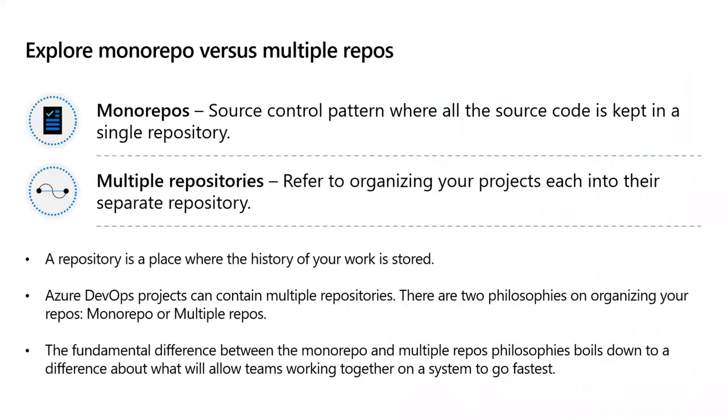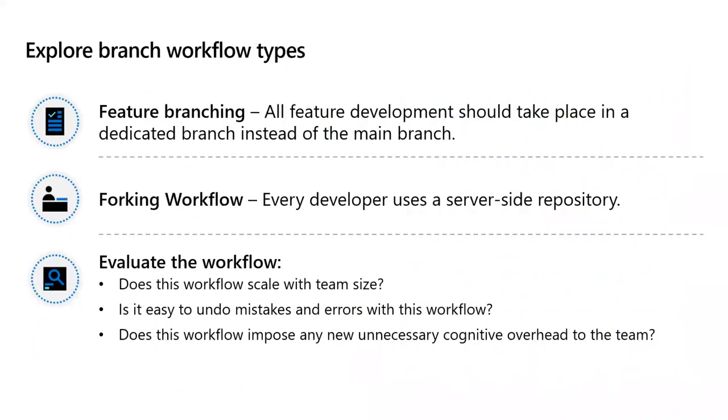What else can we have? It is a good practice to have different branches, and with this, we can specify different strategies. One of the most common traditional approaches is to have a branch per module or a branch per feature. The developers work within that specific branch, and just when that feature is completed, then we can merge it. This is known as feature branching, where all feature development should take place in a dedicated branch instead of the main branch.